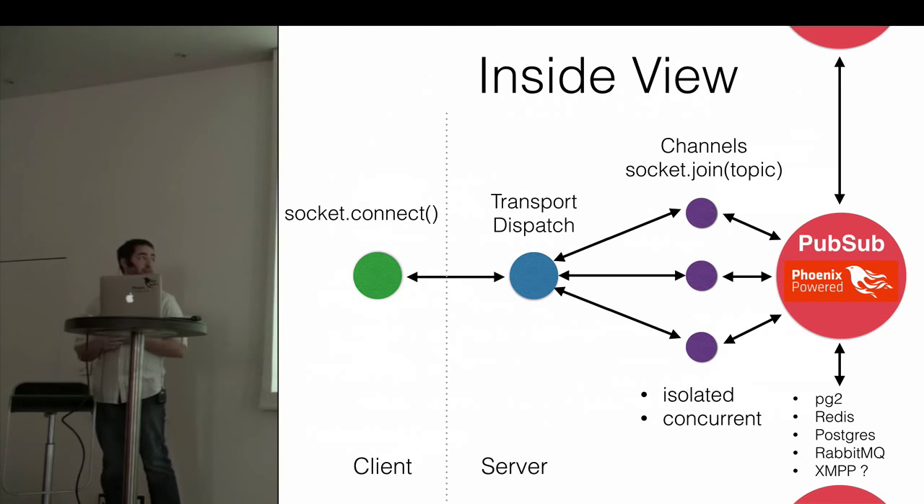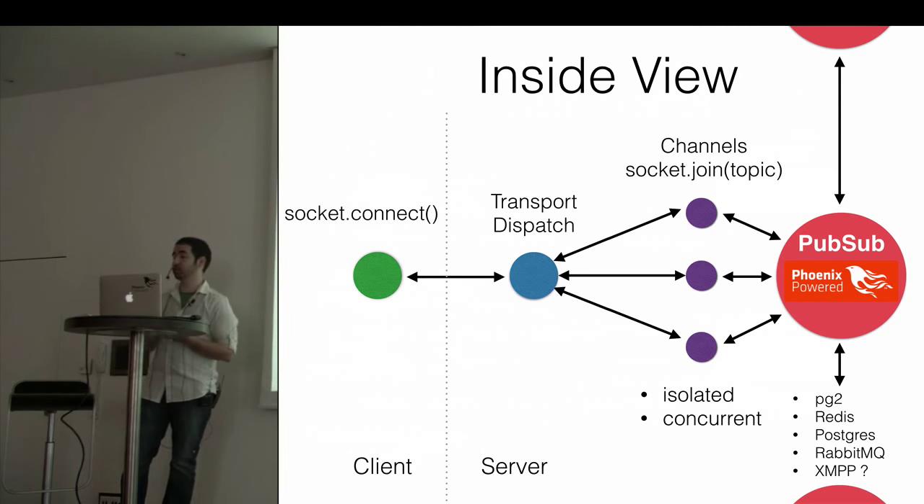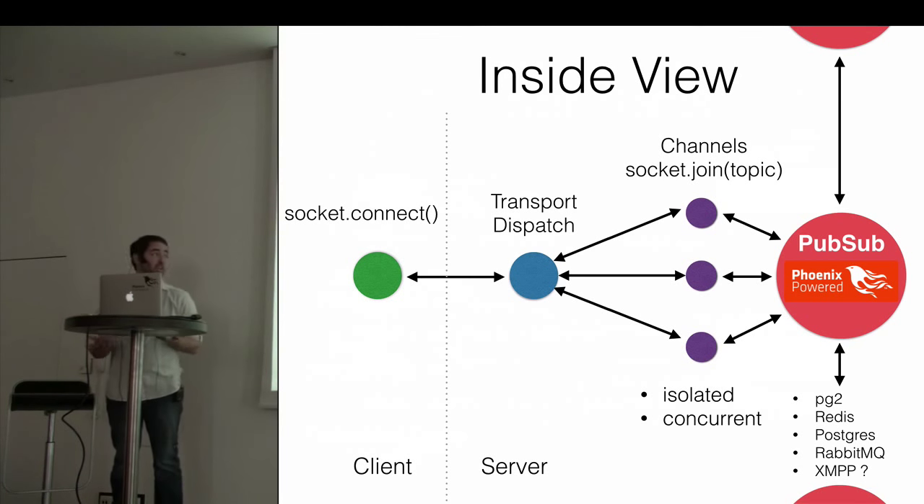We then broadcast it over PubSub back to other channels, and then back into that single connection and send it back to the client. Our PubSub layer can use just PG2, which is in the Erlang standard library. So by default, if you use clustering, you don't have to add any dependencies. But if you're on Heroku, you can add Redis, and then we use Redis for PubSub. But you don't have to worry about it.